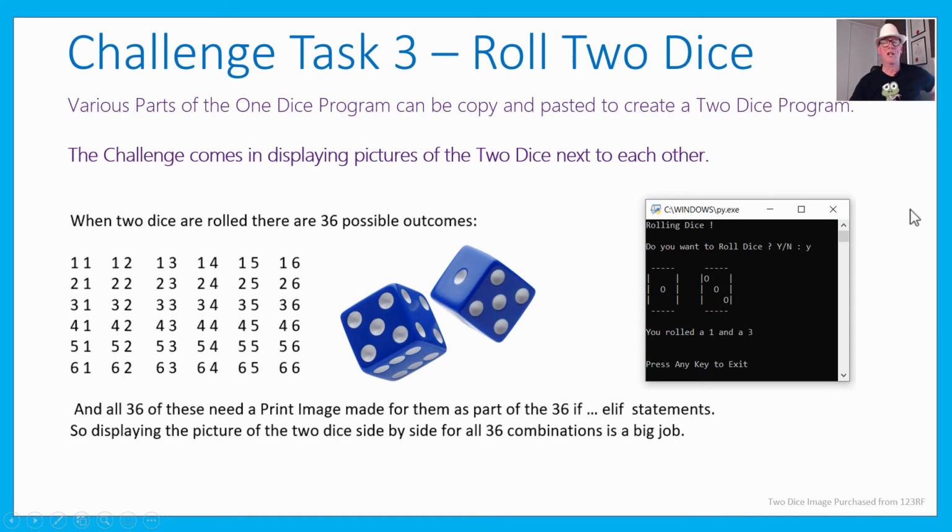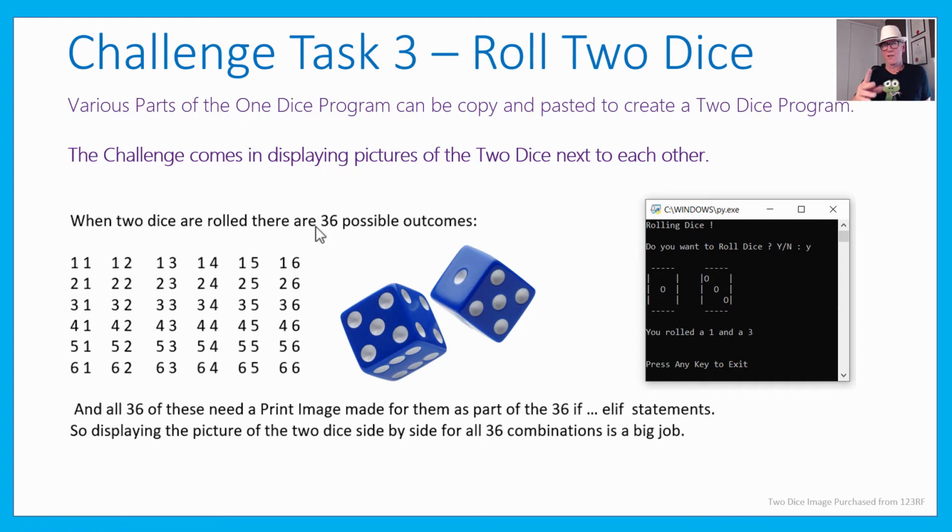All right, so challenge task 3, the final task, will be the rolling 2 dice. So you've done a 1 dice program, so it shouldn't be too hard to copy and paste and change some things, just so you've got a second dice going in the program as well, and it can tell them you've rolled a 1 and a 3. The thing is, when you want the pictures to show up, that's not going to be hard, but it's going to be quite a volume of work, because suddenly you roll 2 dice instead of 1.